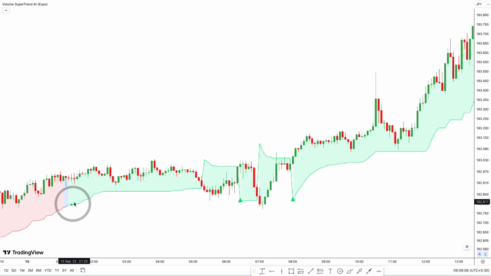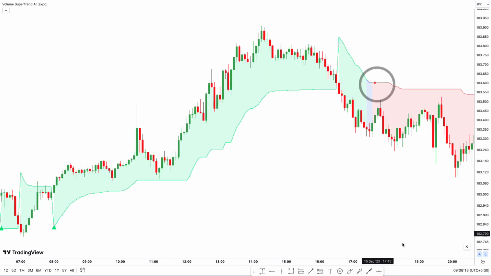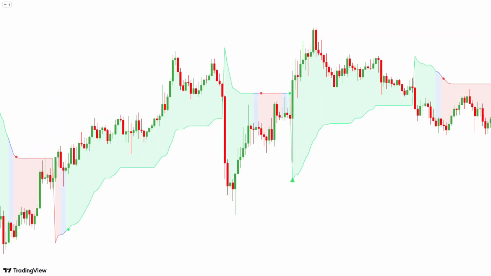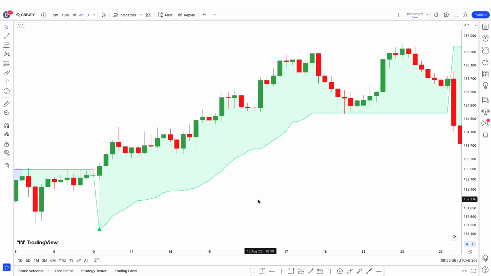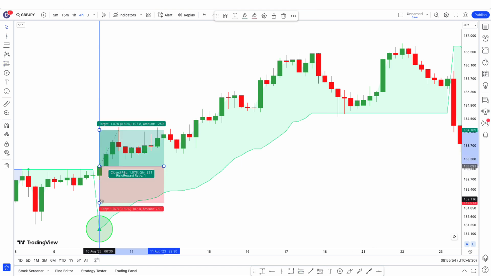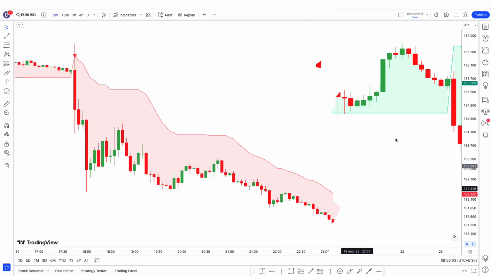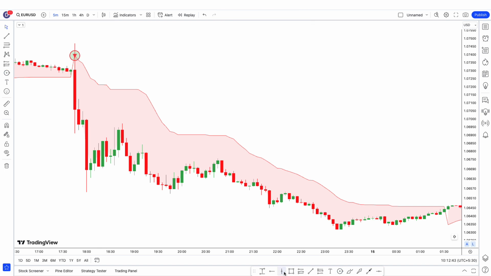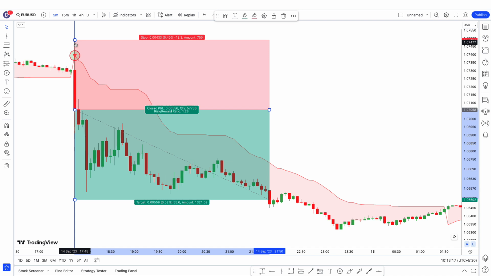This green dot indicates a shift in market trend from bearish to bullish. This red dot indicates a shift in market trend from bullish to bearish. These up and down arrows are trend continuation signals. The green upward arrow indicates a bullish trend continuation and is also a potential entry point for long trades. This red down arrow signals a bearish trend continuation and is also a potential entry point for short trades.